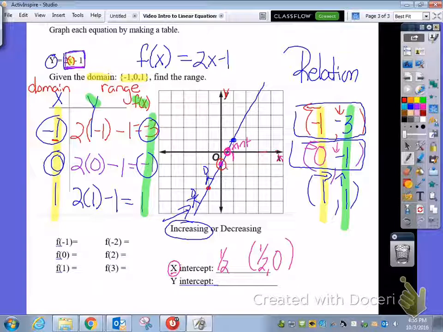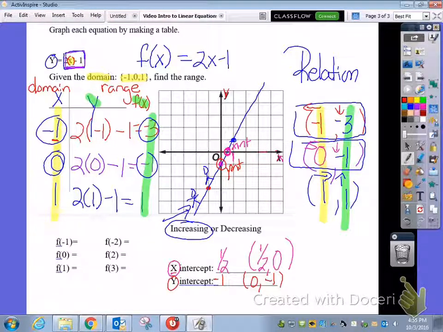The y-intercept, so I look on the y-axis, go down the y-axis until you get to, oh, this is your y-intercept. Where does the blue line touch the y-axis? It touches it at -1. Since it is the y-intercept, it goes in the y spot, so the x is a 0. So 0, -1. That is your x and y intercept, and that's increasing or decreasing.